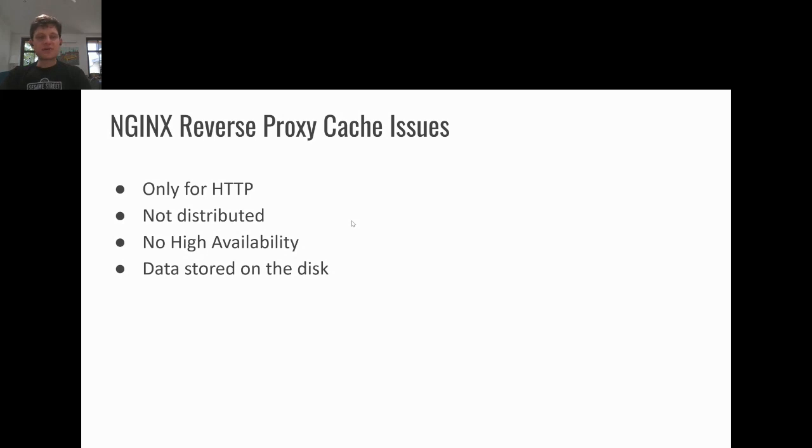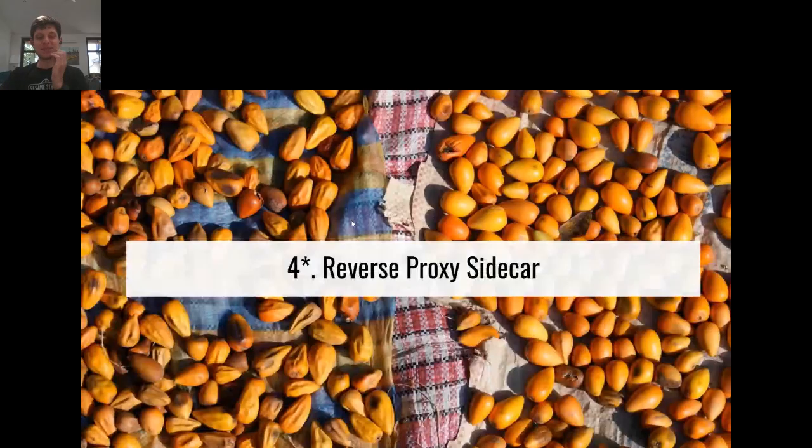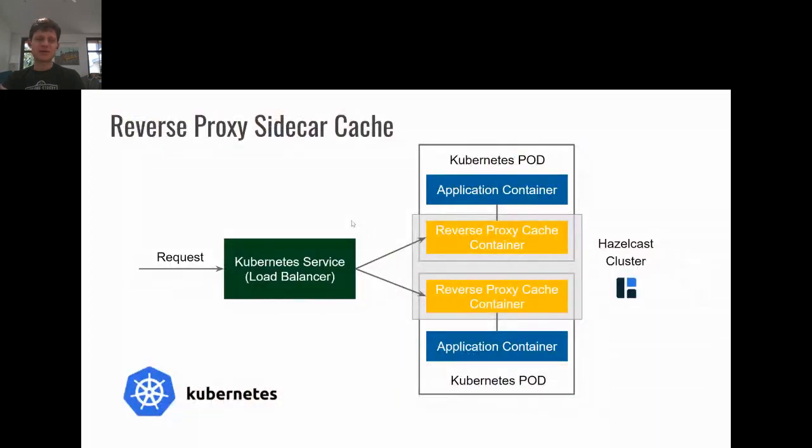Now, the last variation of the reverse proxy, and the last variation of caching topology for this talk, is to connect the reverse proxy with the sidecar and create a reverse proxy sidecar topology. How does it look? This is our diagram. Again, we will limit ourselves to Kubernetes.